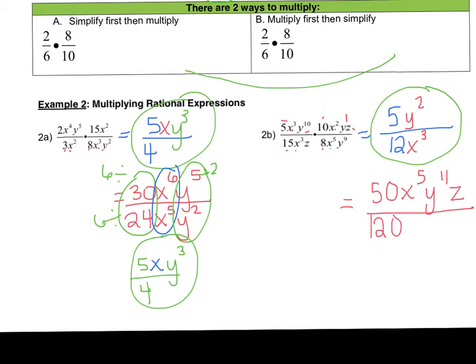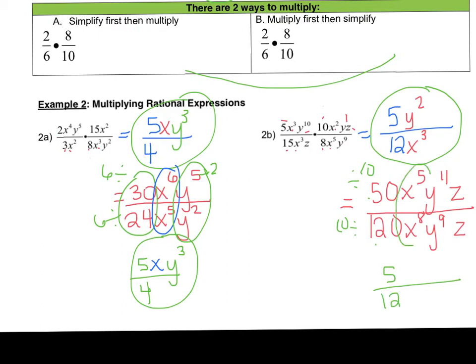X to the third times x to the fifth is x to the 8th. Y's, I just have 9. And then I have that z. Now I'll go through and cancel stuff out. So what can I divide 50 and 120 both by? I can divide them both by 10. Divide by 10, divide by 10. So on top we're left with 5, and on bottom we're left with 12.